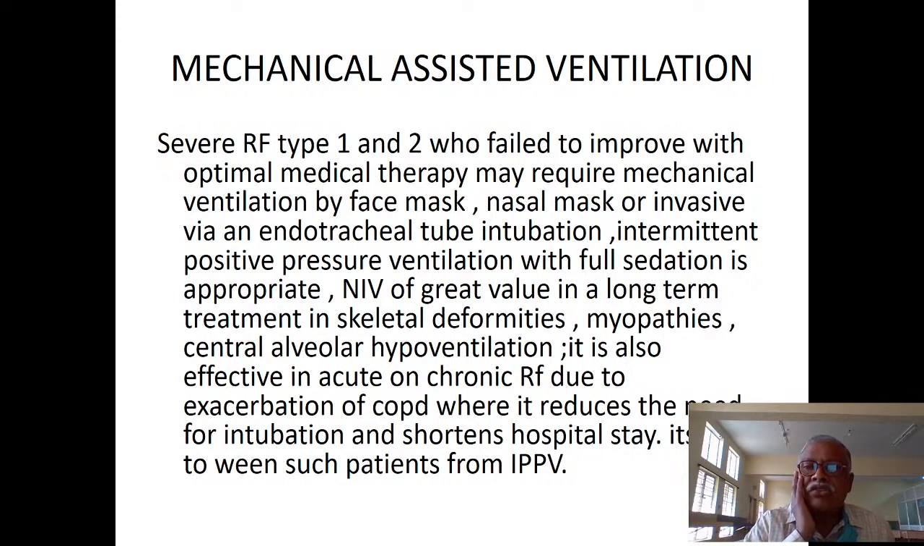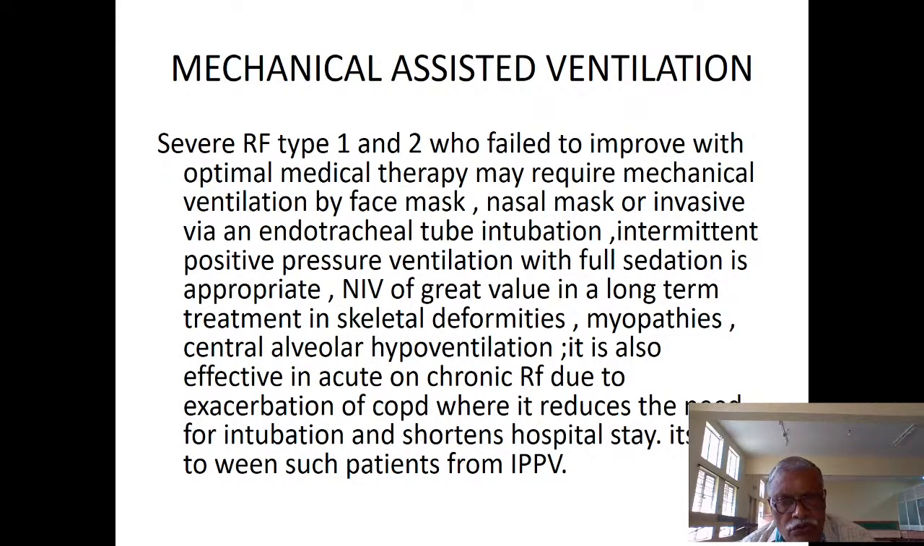The mechanical assisted ventilation. Severe respiratory failure, type 1 and 2, which fails to improve with optimal medical therapy may require mechanical ventilation by face mask, nasal mask, or invasively via an endotracheal tube. Intubation and intermittent positive pressure ventilation with full sedation is appropriate.